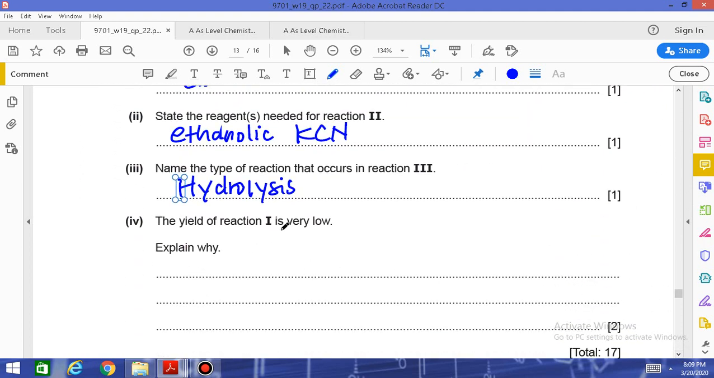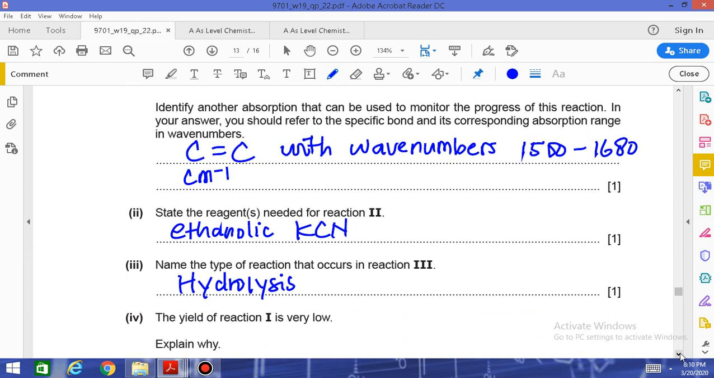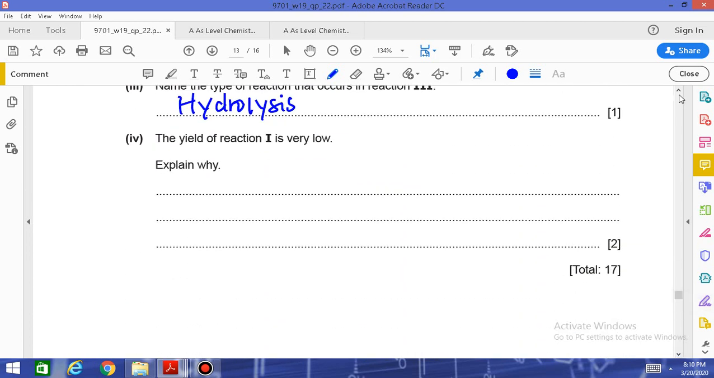Okay, the yield of reaction 1 is very low. Explain why. From alkene into halogenoalkene, the type of reaction must be electrophilic addition. The double bond is broken down into a single bond, and hydrogen and chlorine from HCl are added to carbon atoms. Okay, I want to write the reaction mechanism first.